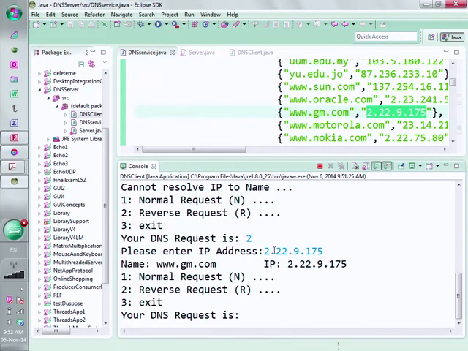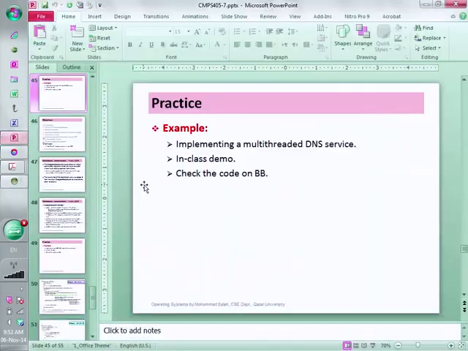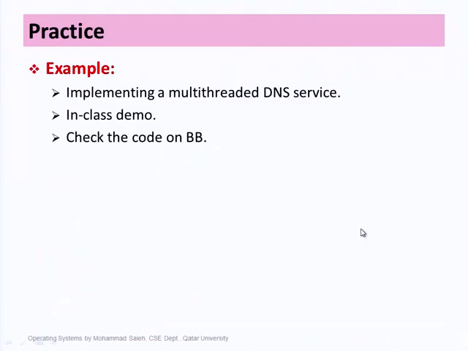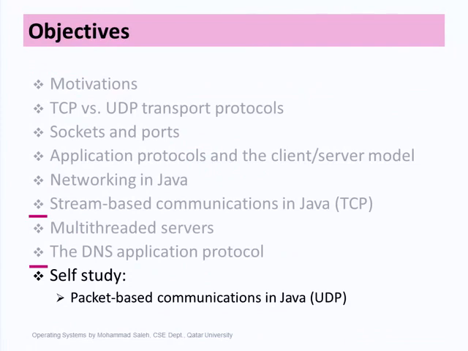The last topic that we are left with is a self-study one. However, I'm going to cover it, but of course not in today's class, we've done enough already. It is how to create network applications using packet-based, bucket-based communication rather than stream-based communication, which means here UDP rather than TCP.